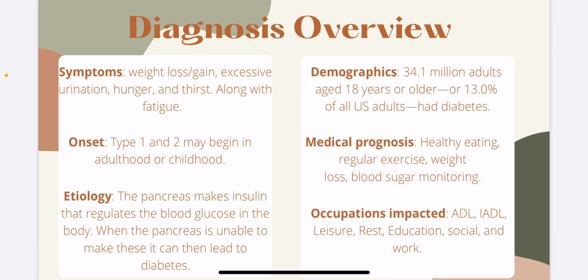Alright, so the onset can be type 1 or type 2 and may begin in adult or childhood, so it just depends whenever you are diagnosed, typically whenever you're younger though.